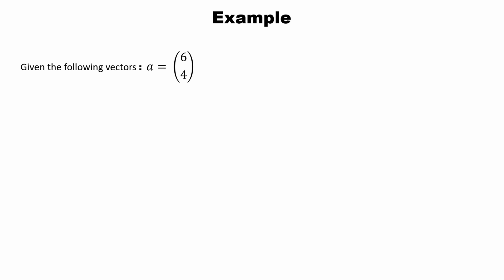Now, let us do an example together. Given the following column vectors, vector A with components 6 and 4, then vector B with components 3 and 2, to see if the two vectors are parallel to each other, we use our previous formula, A over B, which is equal to x1 over x2, and should also be equal to y1 over y2.